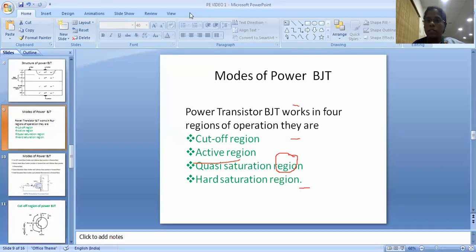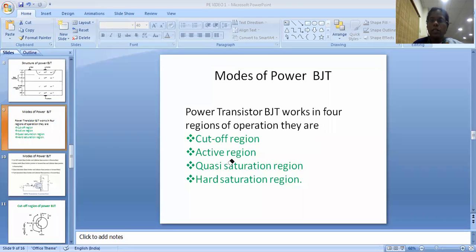Quasi-saturation region and hard saturation region. So we'll see how these regions are going to work, and what is the difference between these modes of operation. In the saturation region itself we have two: one is the quasi-saturation region, one is the hard saturation region, and we should find out the difference between quasi and hard saturation region.